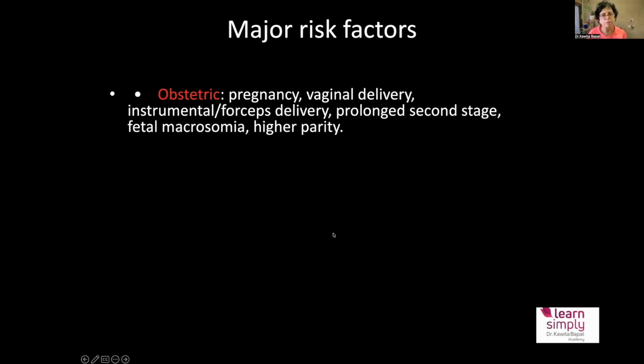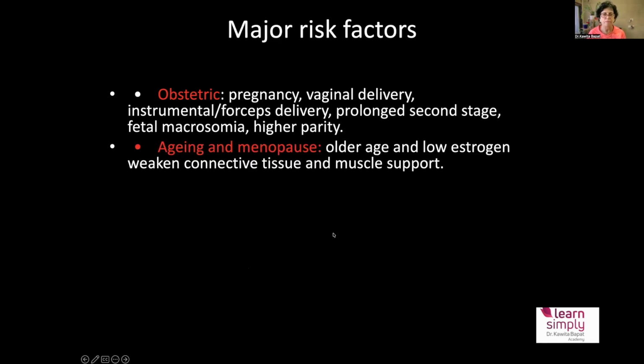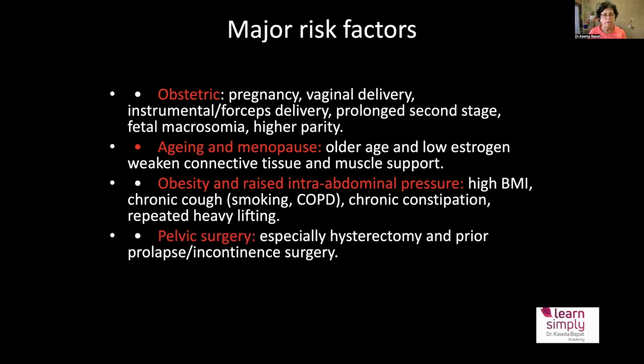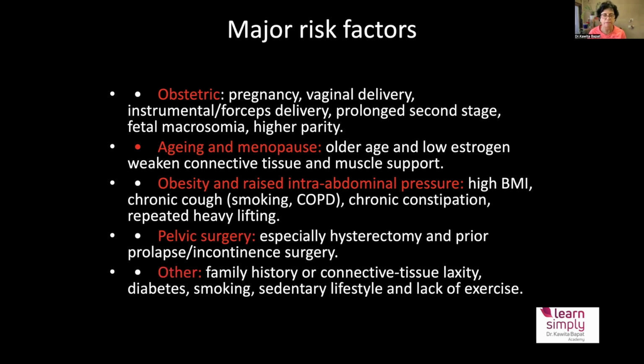Then fetal macrosomia, higher parity, aging, menopause. Older age and low estrogen weaken the connective tissue and the muscle support. Third is obesity and raised intra-abdominal pressure: high BMI, chronic cough, smoking, COPD, chronic constipation, and repeated heavy lifting. And pelvic surgery, especially hysterectomy and prior prolapse or incontinence surgery.